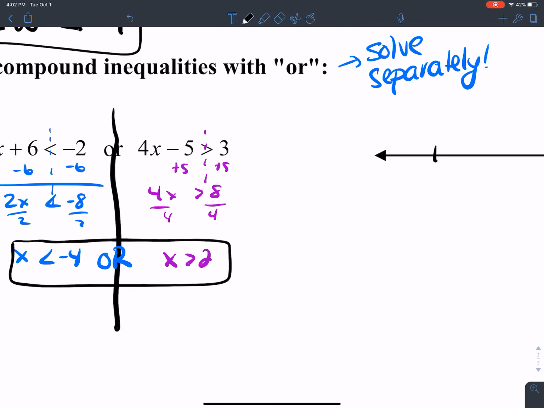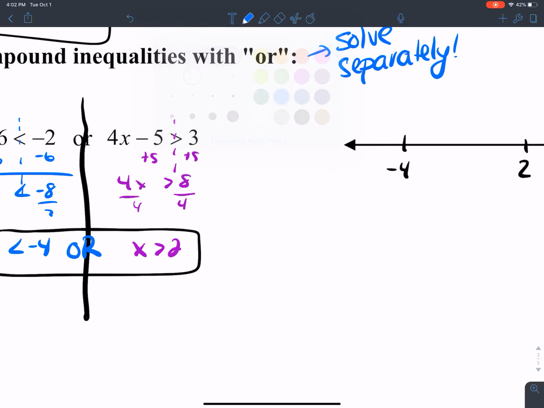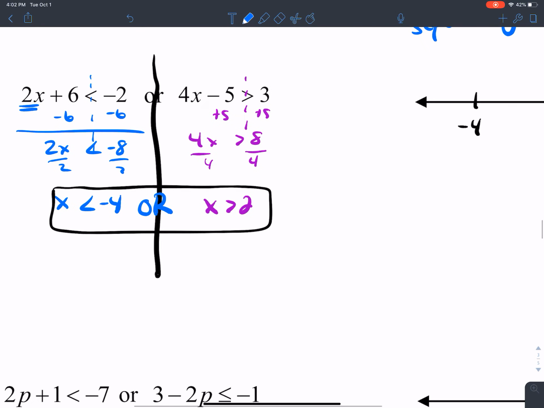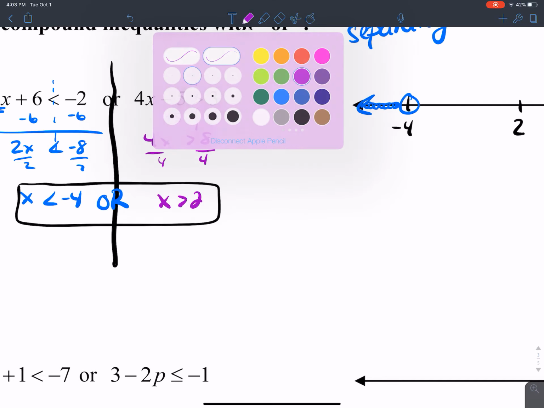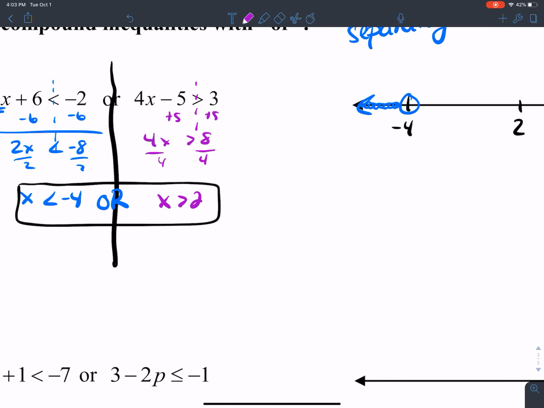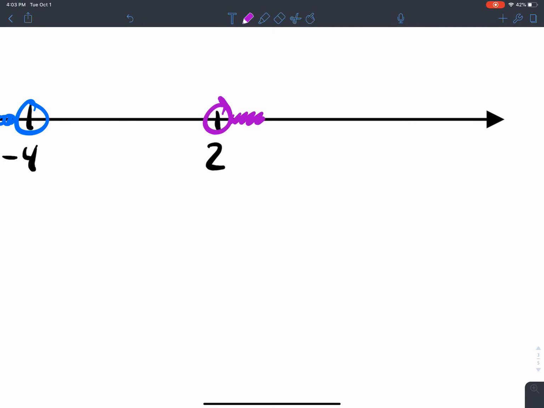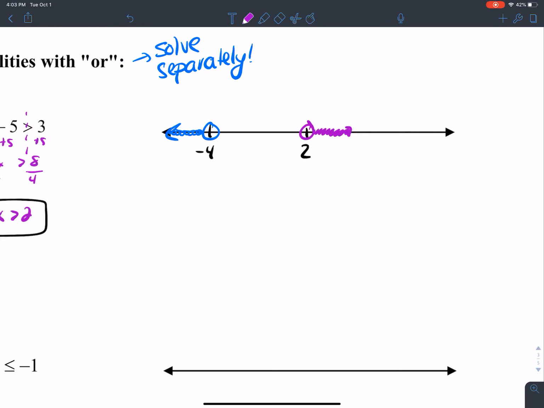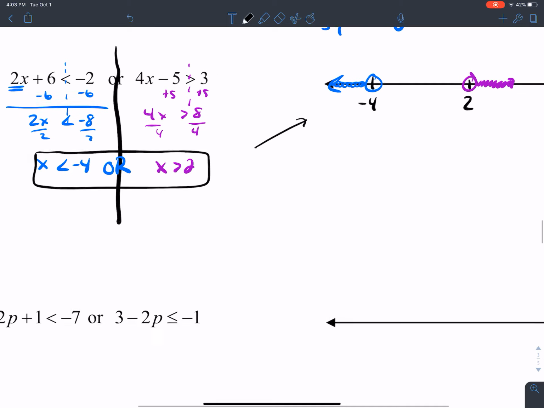So when we graph it, we should see that these graphs go away from each other. In other words, there's 2 shaded regions. So if I graph this side, all the x's that are less than -4, put an open circle, and we'd want to shade less than that. When I graph the other side, I put an open circle at 2, and I want all the x's that are bigger than 2. So numbers like 3, 4, 5, and 6. So we can see again that our graph does match what we said before for OR inequalities. They should go away from each other, 2 shaded regions.